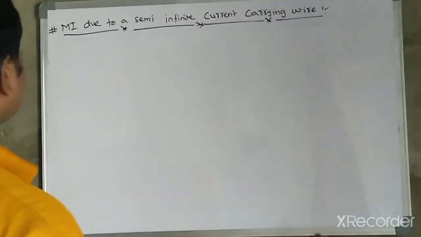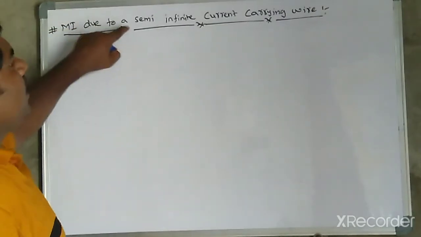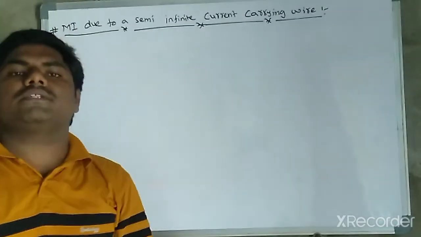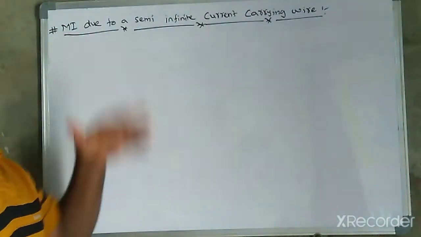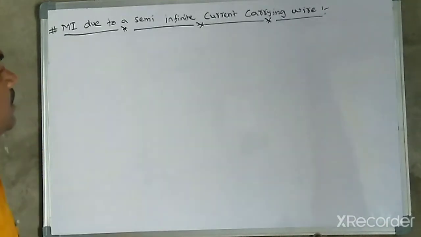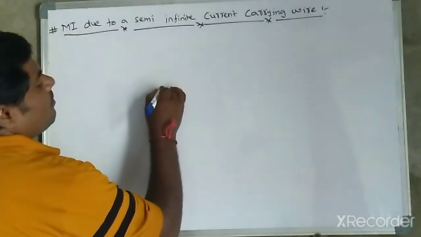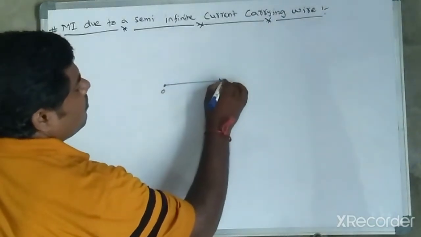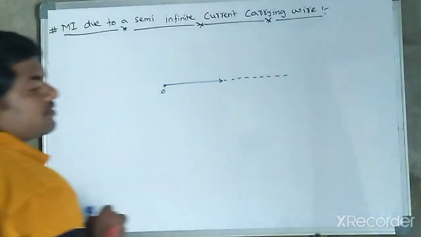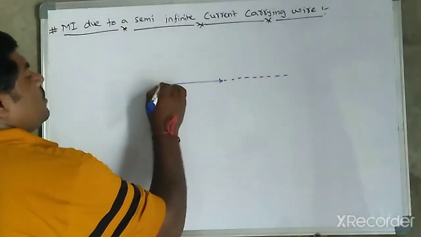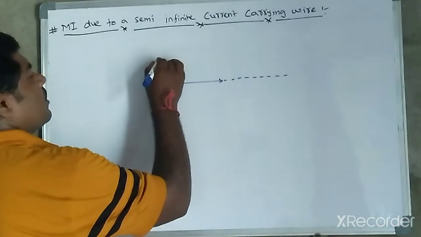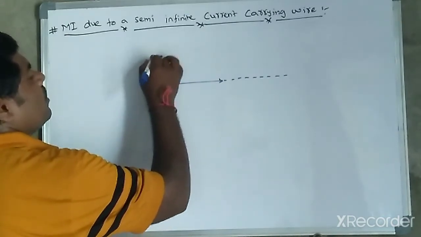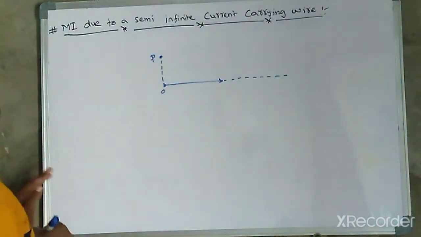Next application: magnetic induction due to a semi-infinite current carrying wire. Previously we discussed minus infinity to plus infinity, a fully infinite wire, but here it is semi-infinite. So let us consider this as the origin. Here the wire moves to semi-infinity like this. This is a semi-infinite wire. The object is kept like this, this is a point P. For this point P, they will ask the magnetic field.